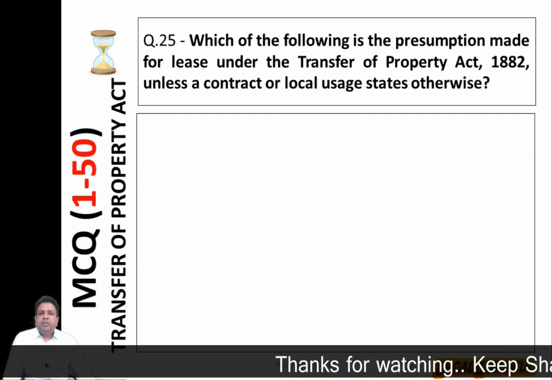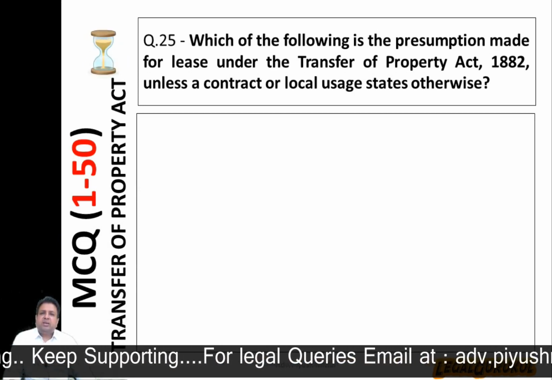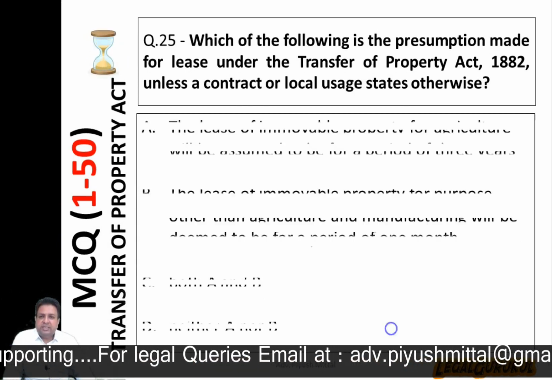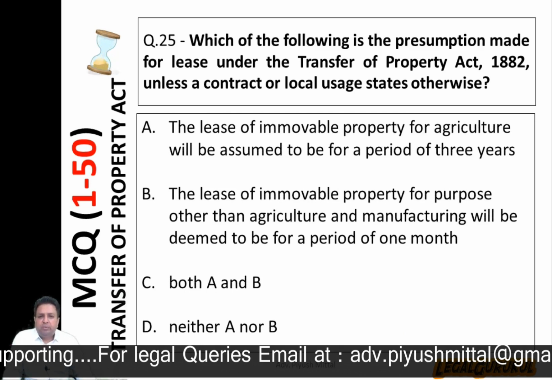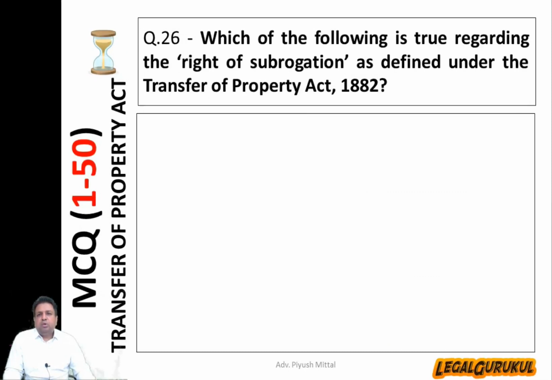Question number 25. Which of the following is the presumption made for lease under the Transfer of Property Act unless a contract or local usage states otherwise? Option A. The lease of immovable property for agriculture will be assumed to be for a period of 3 years. Option B. The lease of immovable property for purpose other than agriculture and manufacturing will be deemed to be for a period of 1 month. C. Both A and B. D. Neither A nor B. And the correct answer is B. Lease of immovable property for purpose other than agriculture and manufacturing will be deemed to be for a period of 1 month.